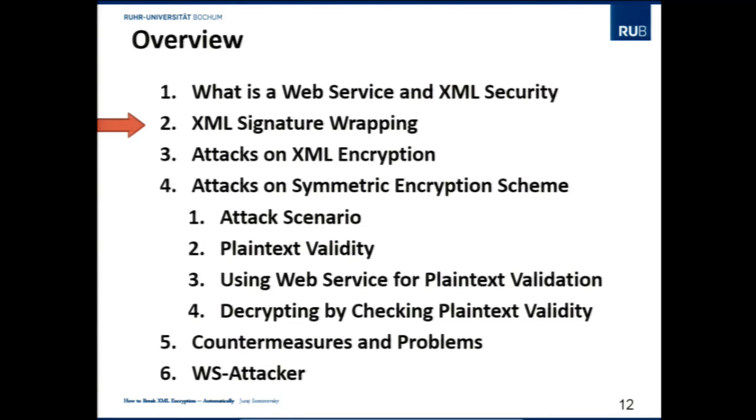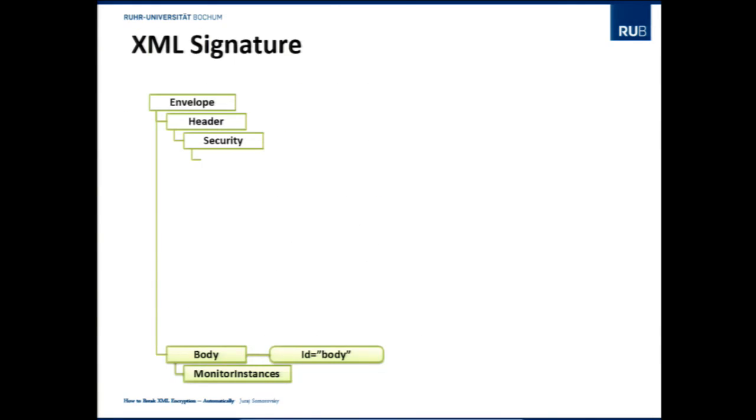Okay, so to give you some ideas behind the problems in XML security, I present the first attack. It is called XML signature wrapping. Now we can see a message with a body containing a monitor instances invocation. This is a simple function invocation, and if we create an XML signature, we want to secure this message.